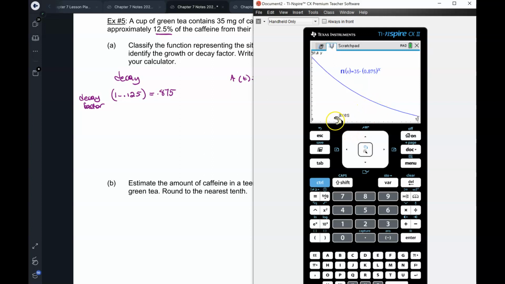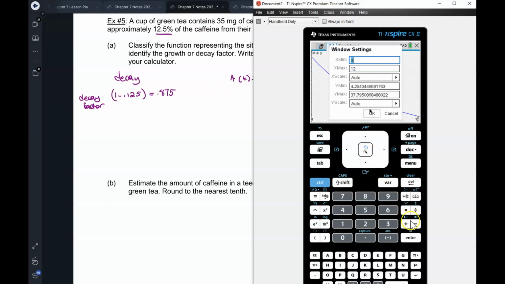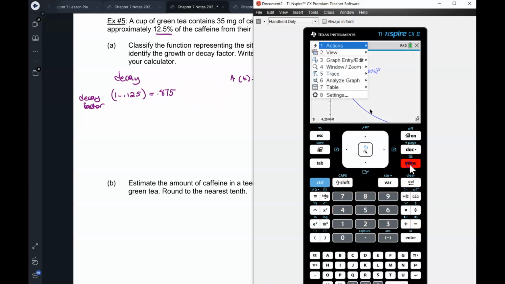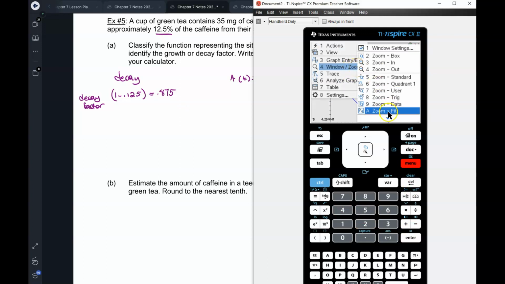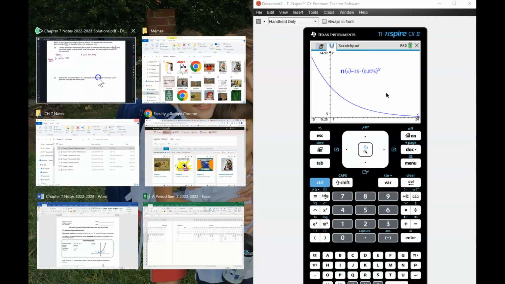Okay, so looking at this, I want to expand my windows a little bit. So let's go to menu, window zoom, window settings. I think I want to go from like -5 to maybe 24 hours. Okay, menu, window zoom, zoom fit. That's a much better looking graph. Do you see that? So 24 hours later, you're still trying to get rid of that caffeine, right? That's kind of sad.